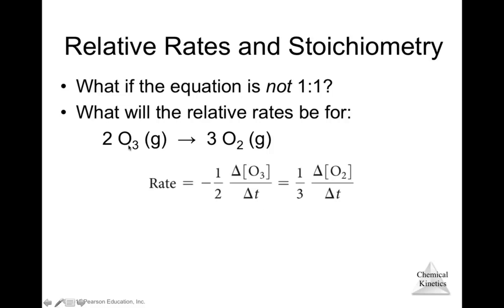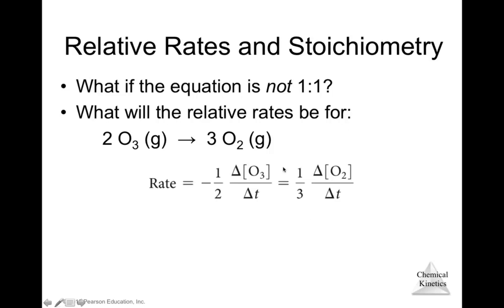O3 is the reactant, so we need to add a minus here. And because we have 2 moles of O3, that will be 1 over 2. So this is the relative rate for O3. And for oxygen, O2, it is going to be the change in concentration of O2 divided by the change in time. And because we have 3 moles of product, it will be 1/3. And that will be the expression of the relative rate for O2.